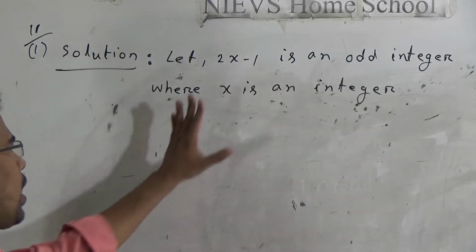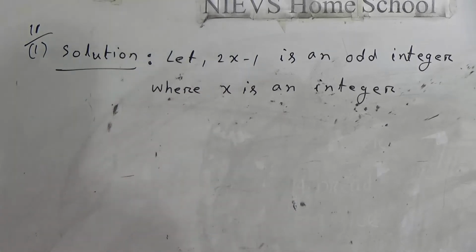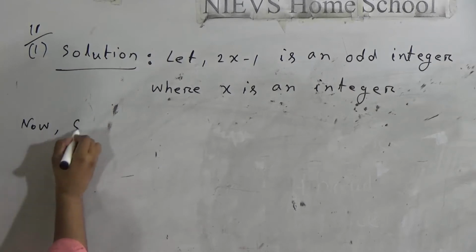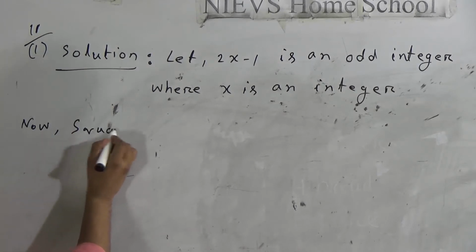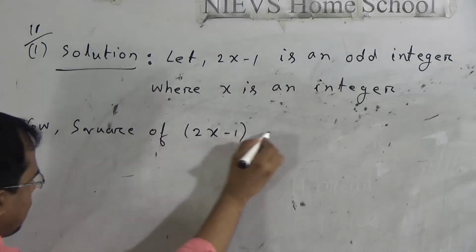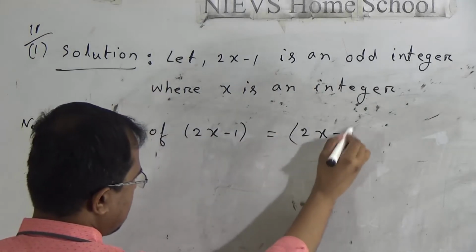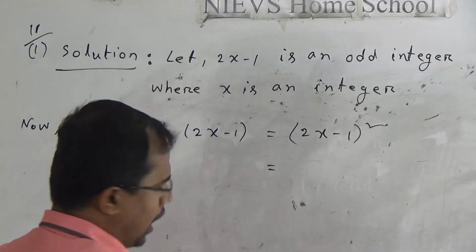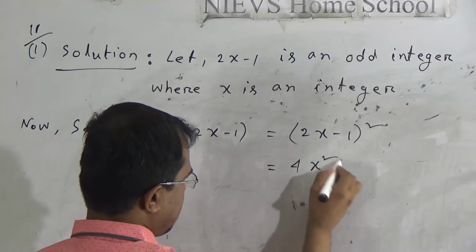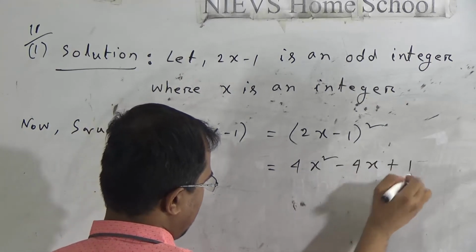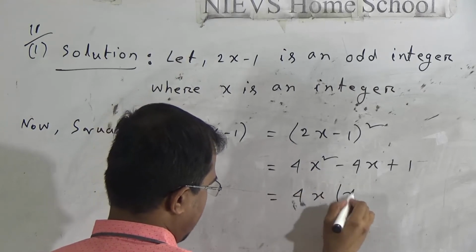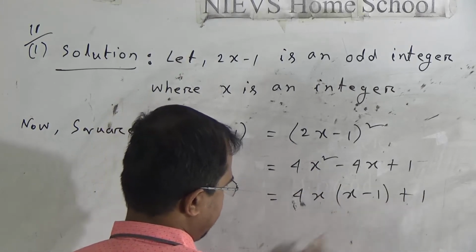Now the square of 2x minus 1, we have to find out the square of 2x minus 1. The square of 2x minus 1 is equal to 2x minus 1 whole square. This is equal to, applying the formula a minus b whole square, 4x square minus 4x plus 1. If we take 4x as common, then x minus 1 will come, plus 1.